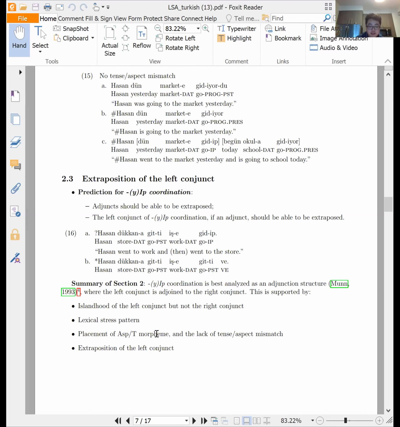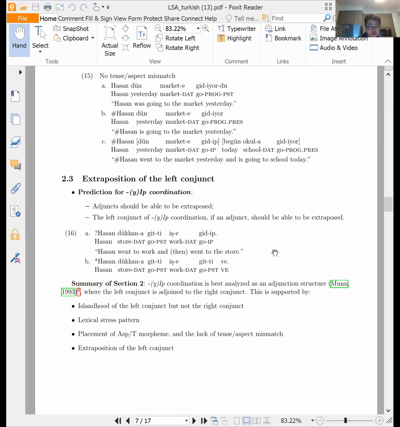Moving on to the third piece of independent evidence, if the left conjunct is an adjunct, it should be able to be extraposed. And this is attested in 16A, where the left conjunct, in this case "go to work", is moved to the sentence final position. This sentence is somehow degraded, according to my informants, but still significantly better than the Vape coordination counterpart in 16B.